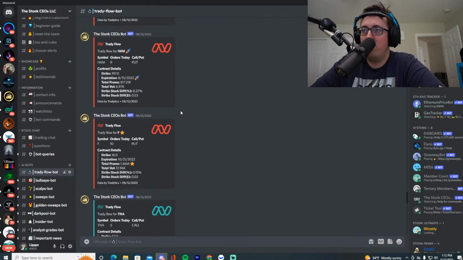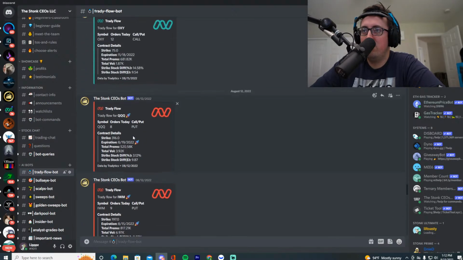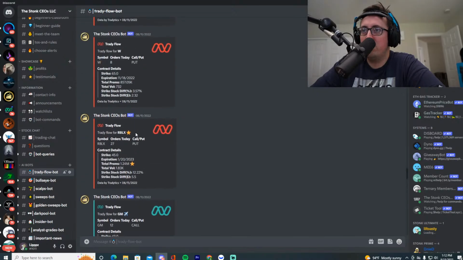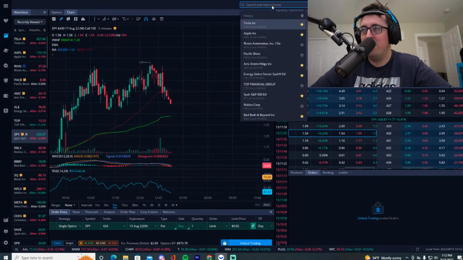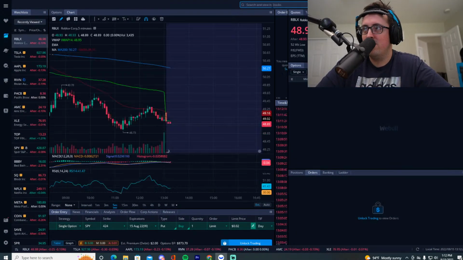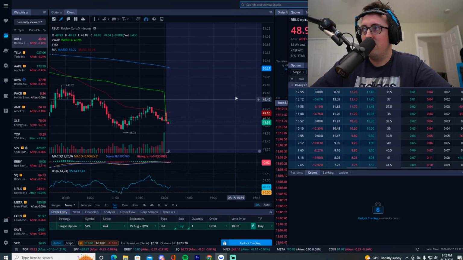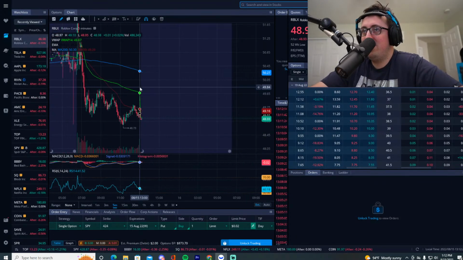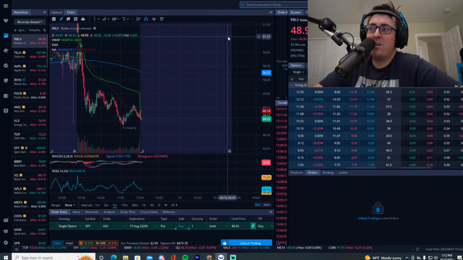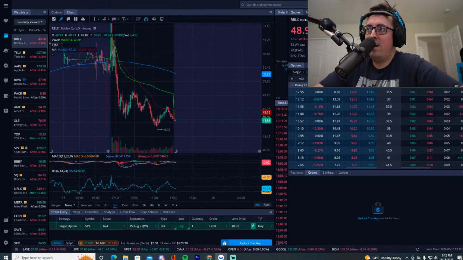There were a couple good ones, I want to say. There was a really big one last week that I was looking at, Roblox puts. So let's see how Roblox is doing. It's probably gone up, but oh, it went down. Look at that, guys. The market was completely green today, but look, Roblox fell over 4%.